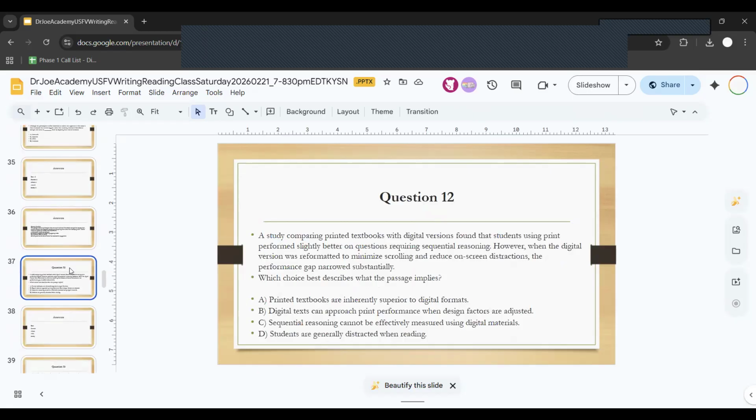Okay, and let's take a look at question 12. Alina, can you please go ahead and read this question? A study comparing printed textbooks with digital versions found that students using print performed slightly better on questions requiring sequential reasoning. However, when the digital version was reformatted to minimize scrolling and reduce on-screen distractions, the performance gap narrowed substantially. What choice best describes what the passage implies?